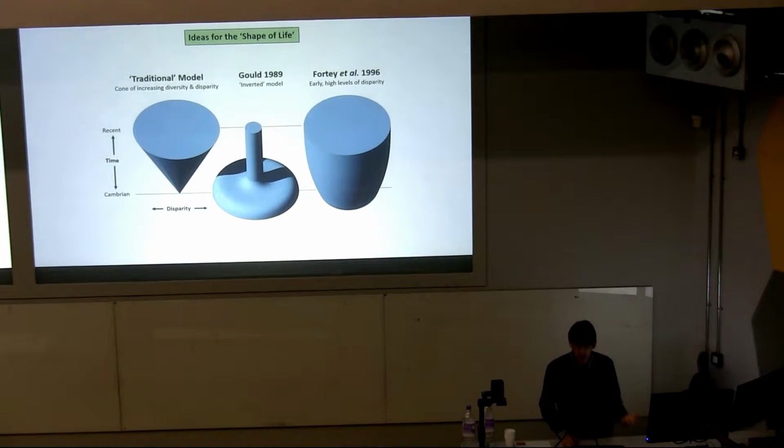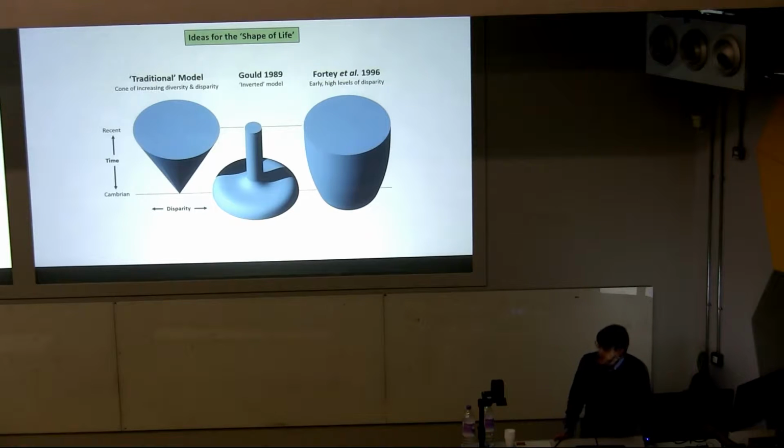Thinking about disparity through time, there are, I suppose, three idealized models that we might think of when we think about how disparity within clades evolves through time. Our naive view might be what I've called here the traditional model, which is a cone of increasing diversity and disparity. As a clade radiates or diversifies, disparity increases relatively constantly through time.